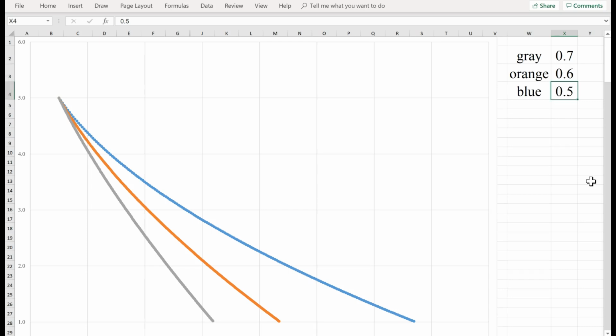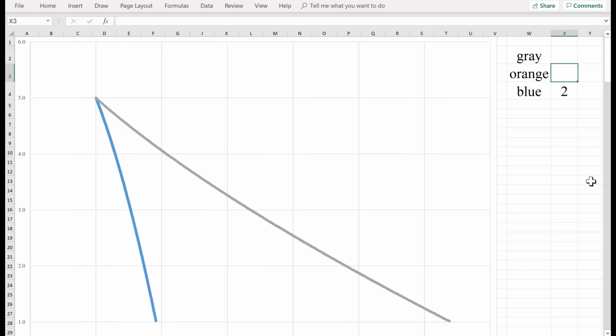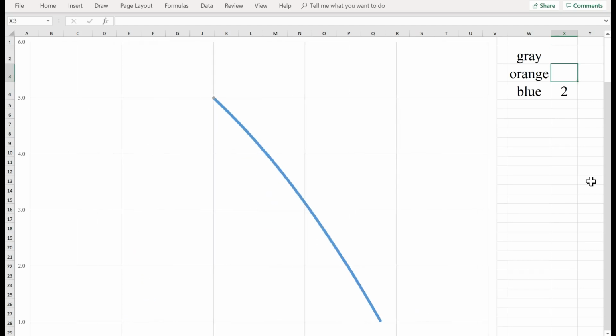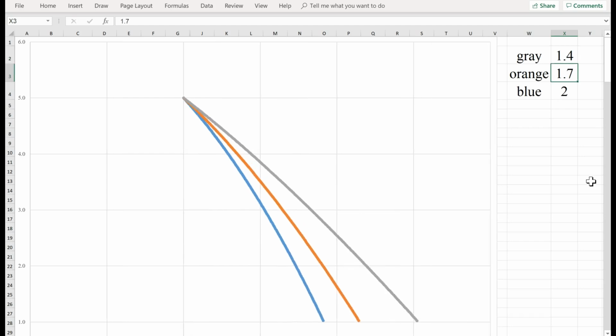Okay, what if we go the other way? Let's start with the power of 2. So we're squaring x. And we get this type of a curve. If we have instead a power of 1.7, what does that look like? Well, it's getting closer to straight. It's less curved. If we have a power of 1.5, or maybe 1.4 for consistency, again, that's getting even straighter, the gray line.